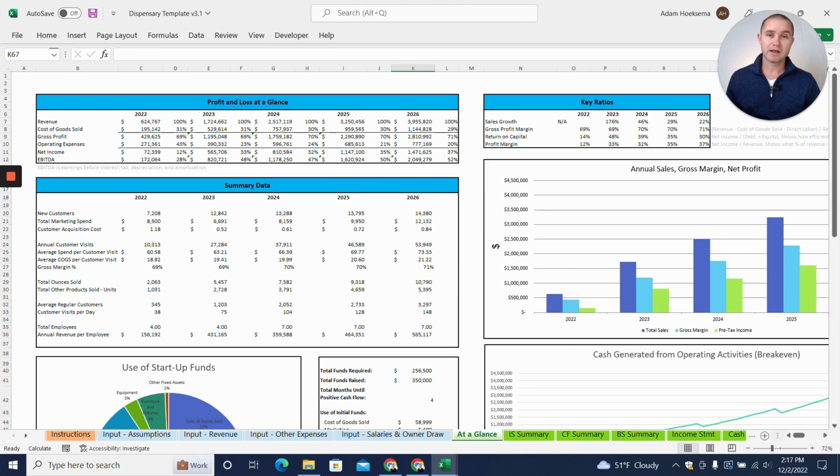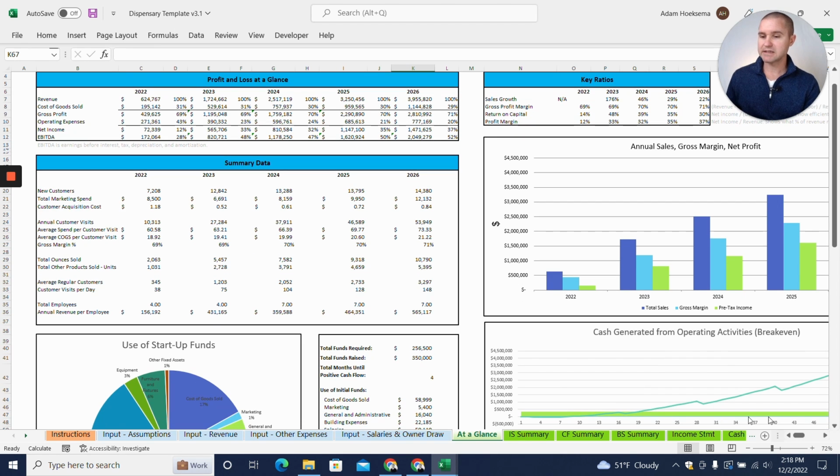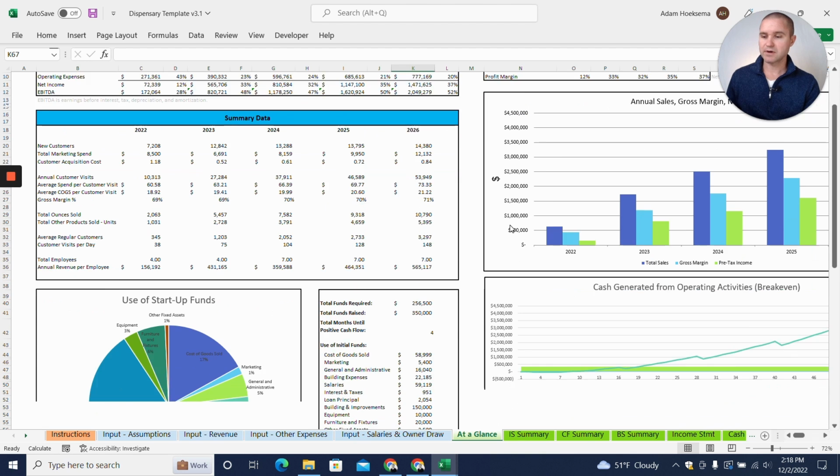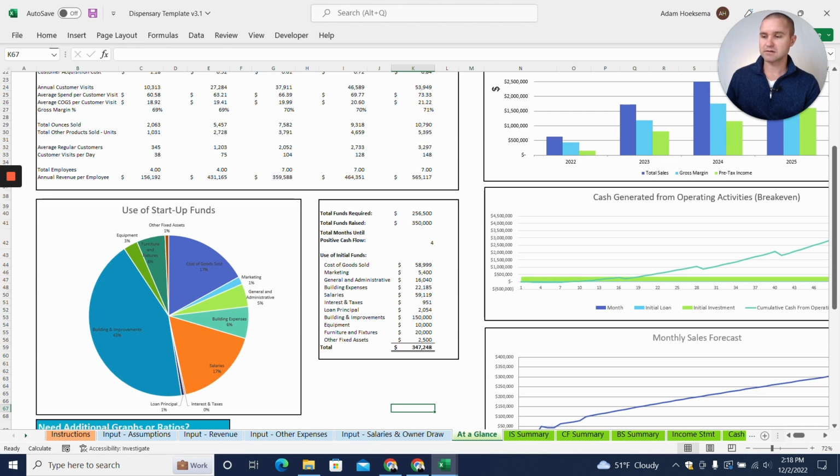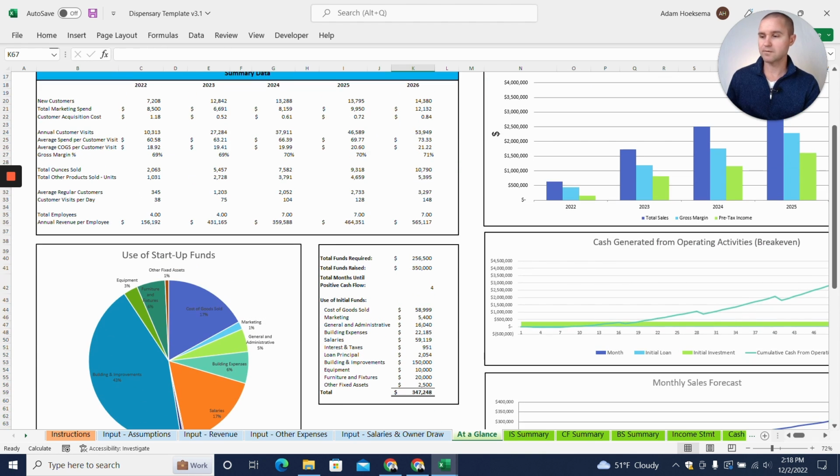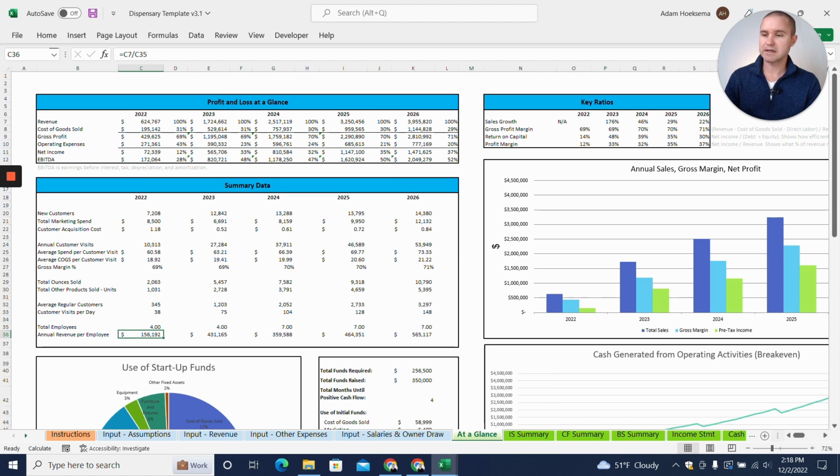Okay, so we're starting on the at a glance tab, and this is kind of the end of the process. After you've filled in your revenue and expense assumptions and startup costs, you will be able to see a 5-year forecast, a profit and loss at a glance here, some key summary data, and graphs and charts, ratios, some different graphs to show the use of funds, how you're going to use the startup funds, some key ratios like total employees, annual revenue per employee, customer visits per day, and that sort of thing. So lots of key useful information in the model here.